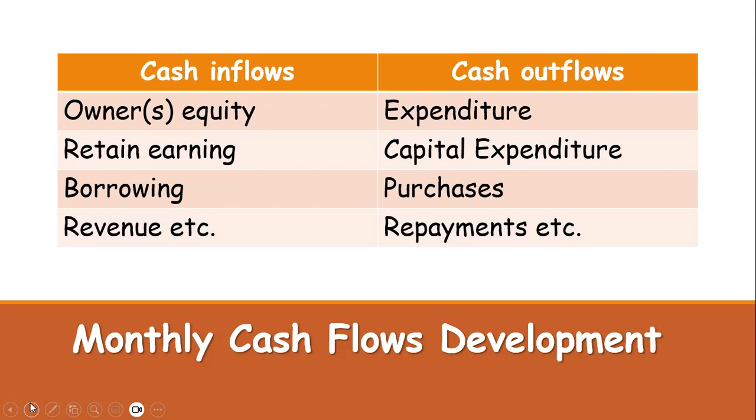The cash outflows include all types of expenditure, thereafter capital expenditure, in order to acquire our required fixed assets that include fixtures, furniture, equipment, machinery, and vehicles. And on the other side, purchases and repayments are part of your cash outflows.